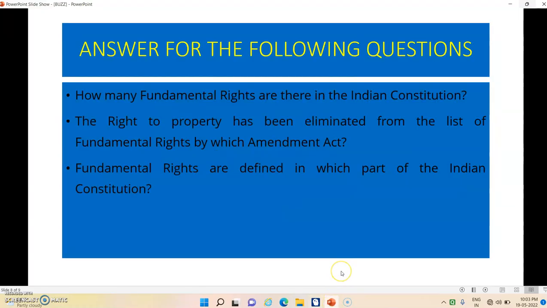Dear students, I hope you all have understood the features of fundamental rights. Now, you are asked to give the answers to these questions in the comment box. First question: How many fundamental rights are there in the Indian Constitution? Second, the right to property has been eliminated from the list of fundamental rights by which Amendment Act? Third, fundamental rights are defined in which part of the Indian Constitution? I hope you all can answer these questions in the comment box.